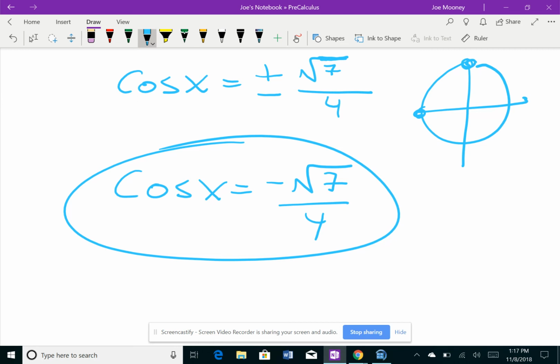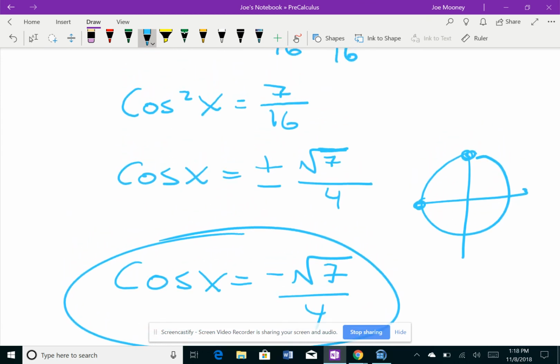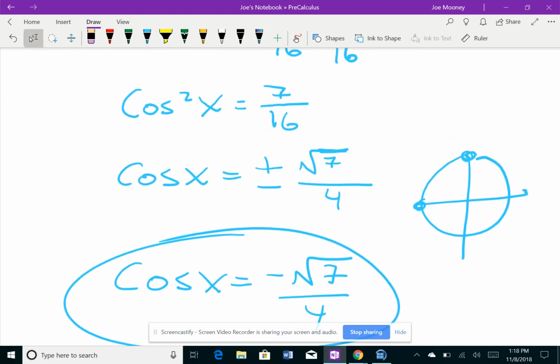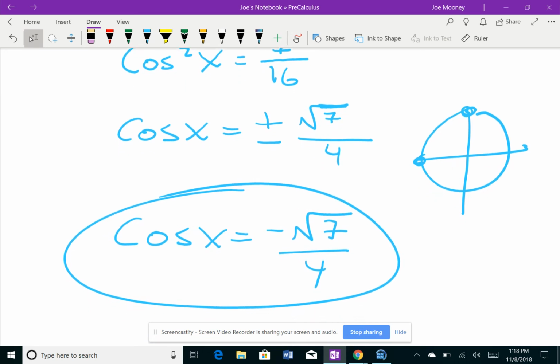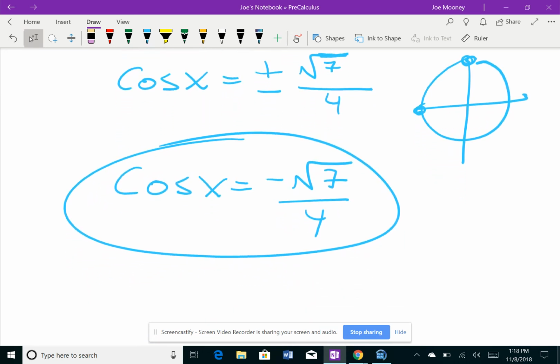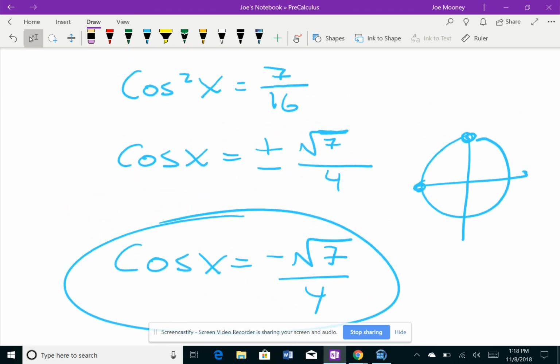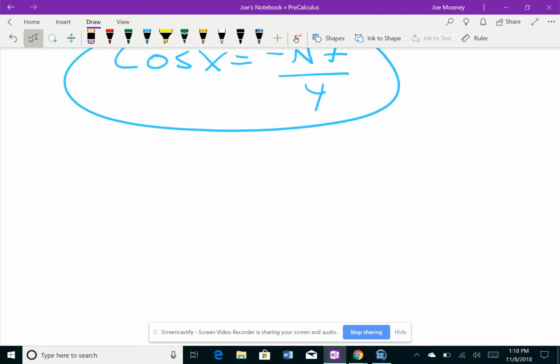Could you write the answer, instead of square root of 7 over 4, as negative, a big square root and then 7 over 16? Or would you rather have us write it the other way? Right, because the square root of 16 is a nice simplified number. Yes, if you can simplify it, do it. Okay. Yeah, good question. All right.